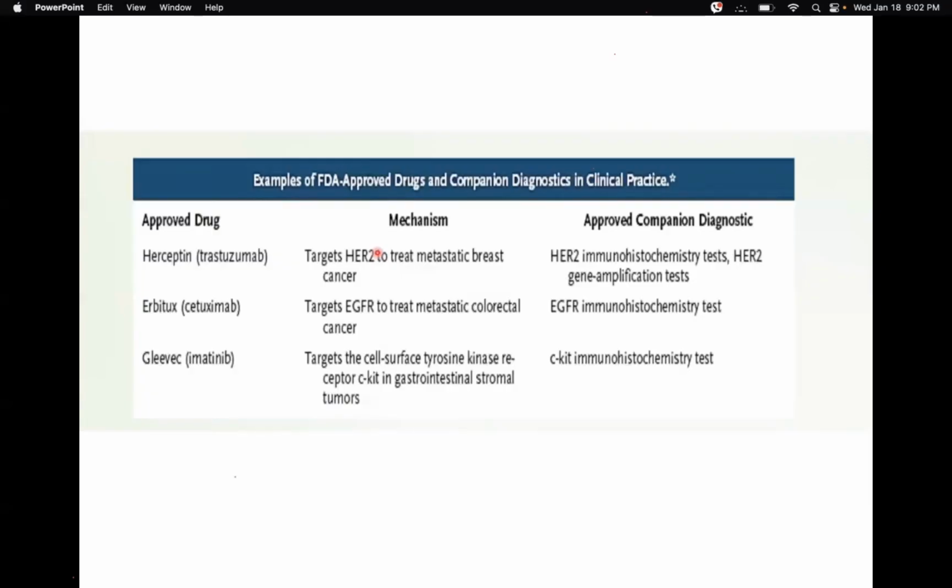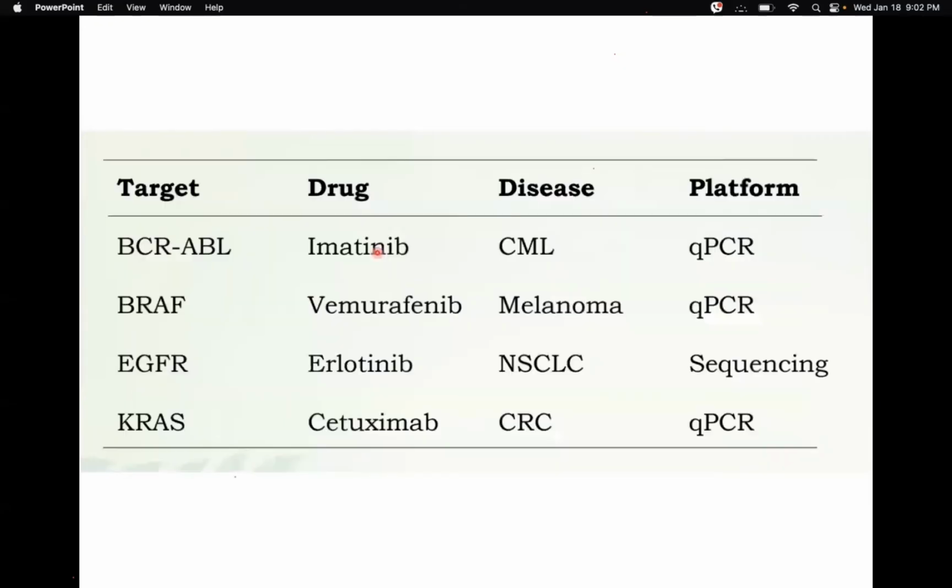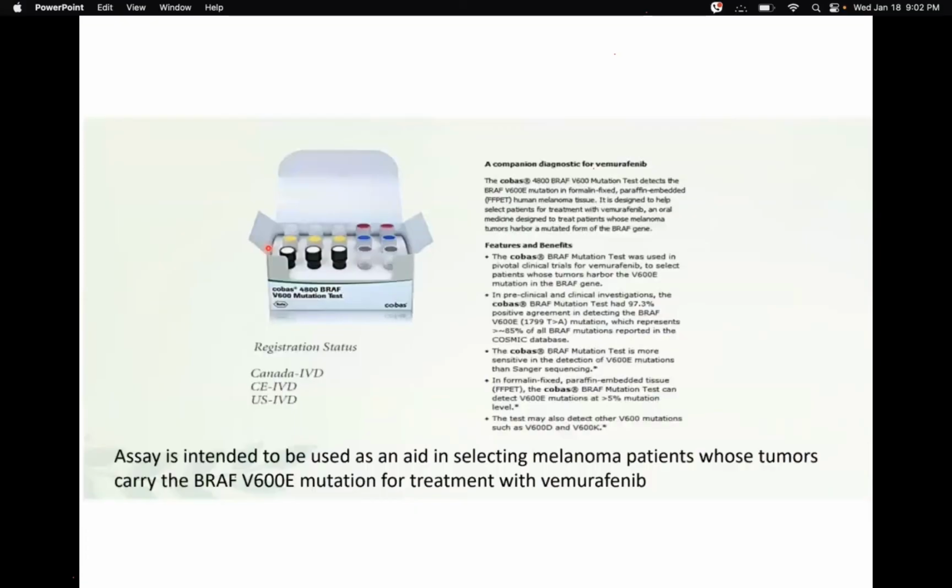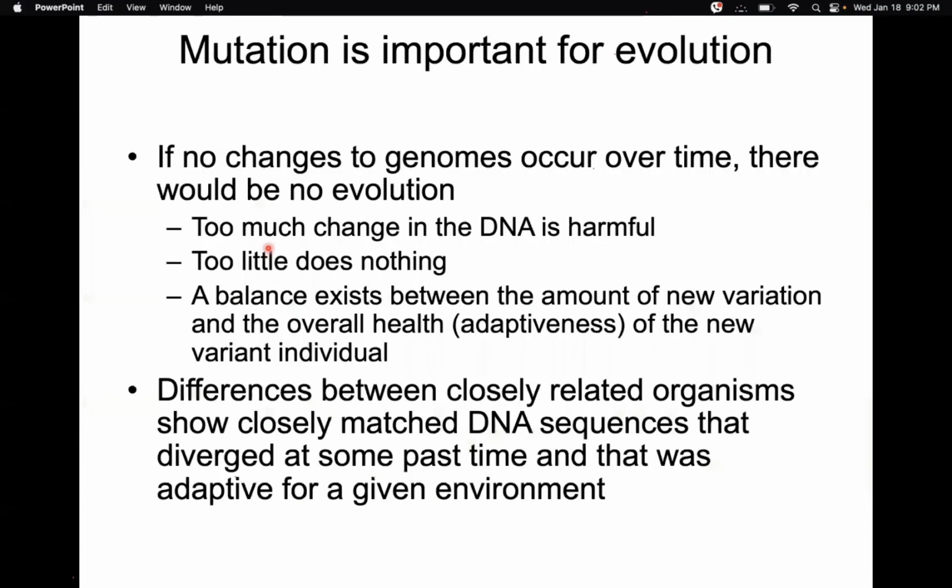So we have also the Erbitux and the Gleevec, sorry. Ayan. So ito din yung mga drugs that targets certain proteins in the cells na minsan, kadalasan pala, yung mga cancer cells natin. Ayan. This assay is intended to be used as an aid in selecting melanoma patients whose tumors carry the BRAF V600E mutation for treatment with vemurafenib. So, mutation is important for evolution.